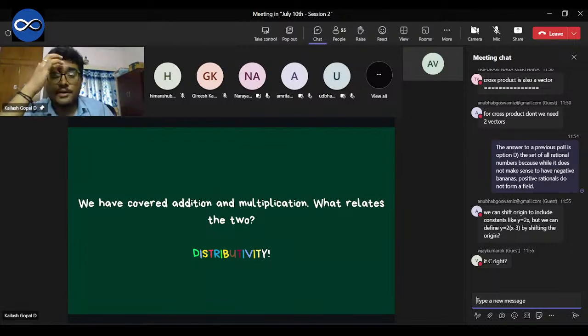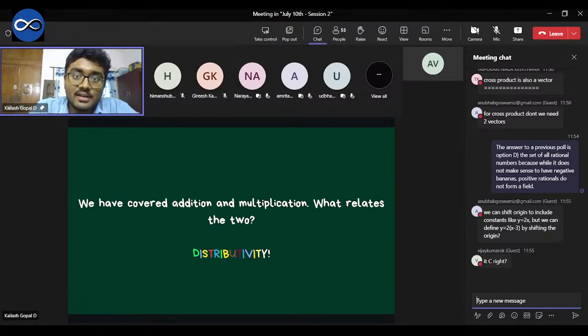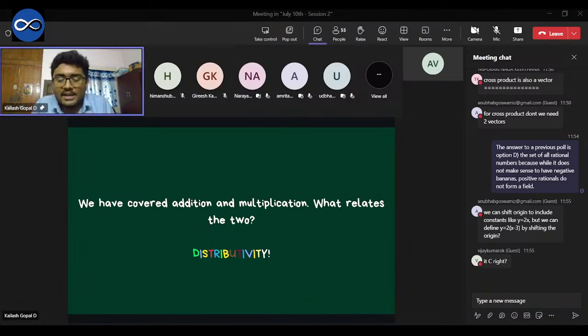Now we talked about addition and multiplication. One more important thing we need to keep in mind is the relation between these operations. We talked about addition separately, and multiplication separately. But we need a relation between these two. And that relation is distributivity. Now, why do we need a relation?